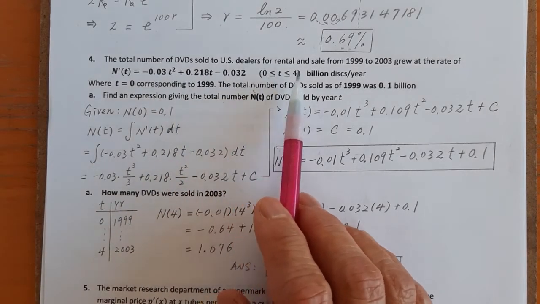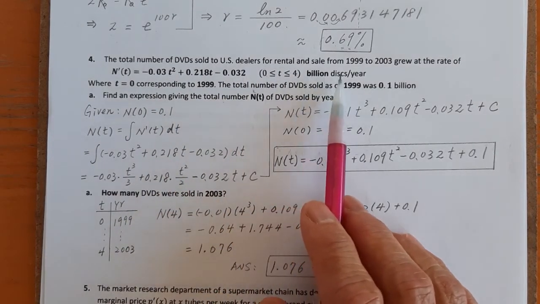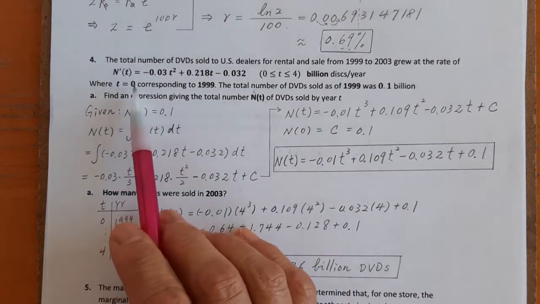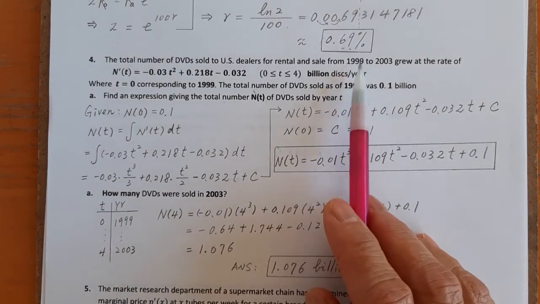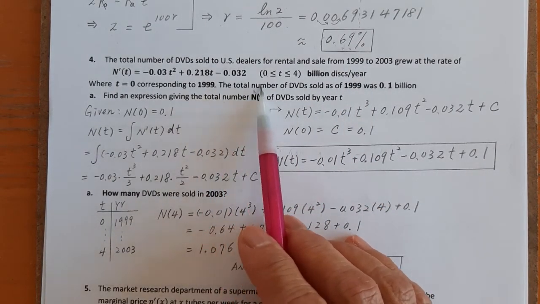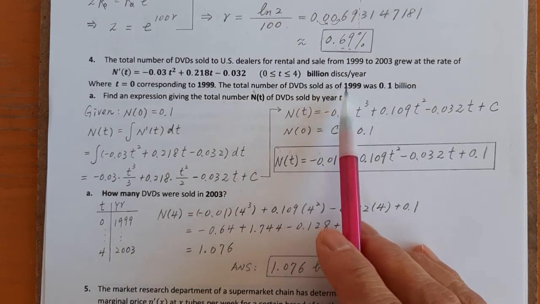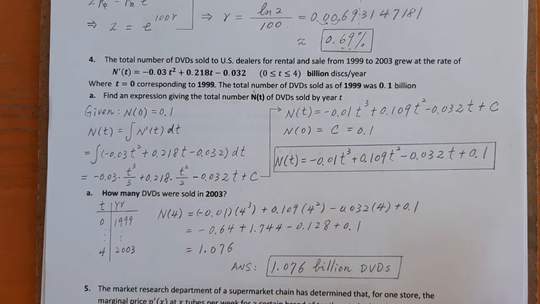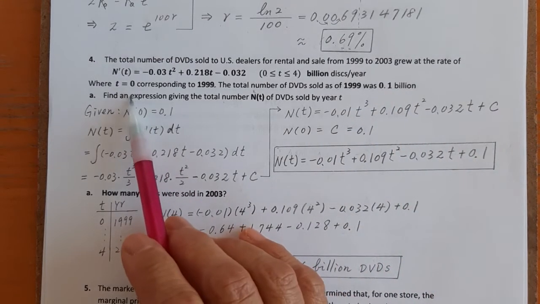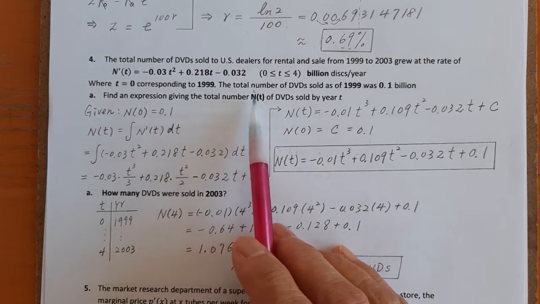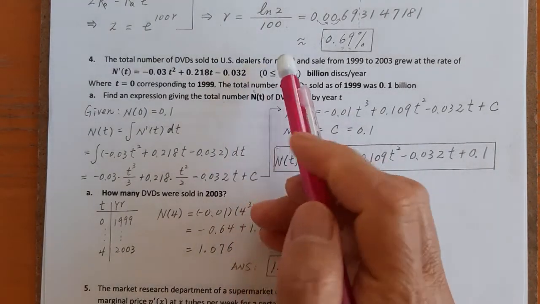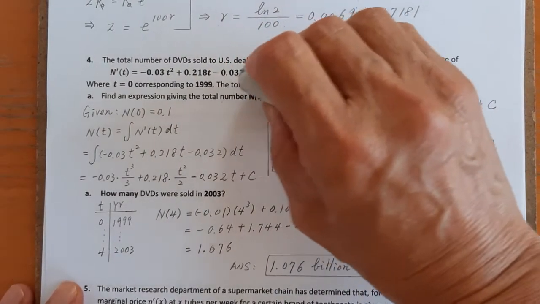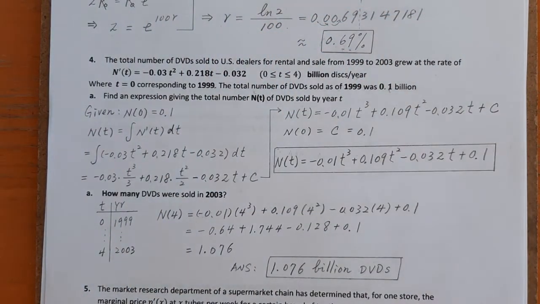And t goes from 0 to 4. It's in billions of discs per year, where t equals 0 corresponds to 1999. The total number of DVDs sold as of 1999 was 0.1 billion. So find an expression for the total number N of t, given N prime of t. Take the integral.